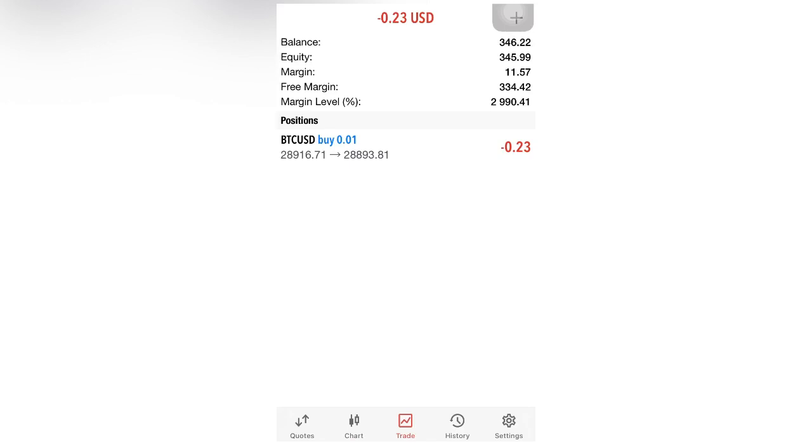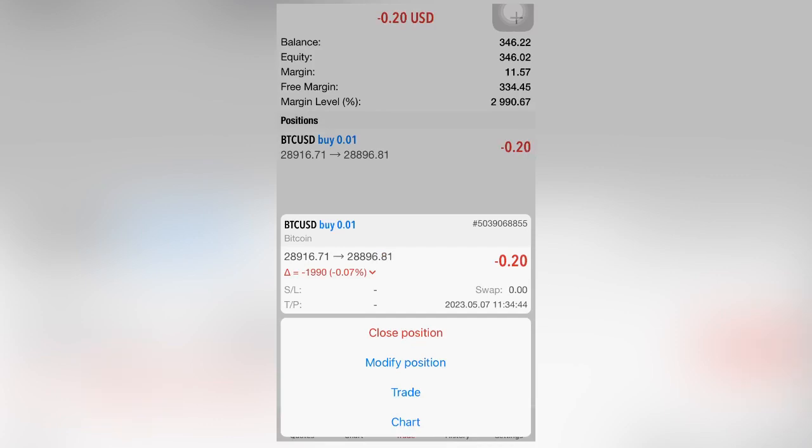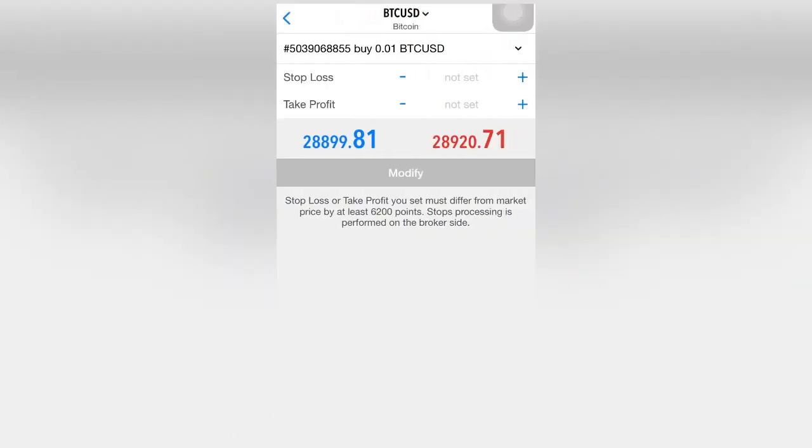All right, okay, now I'll go over to my trade. You can see BTC is still on a minus sign. This is for tutorial. This is still on a minus sign, but let's keep on doing what we are doing. It's fluctuating. So I'll click on it and I will see modify position. Now this is where I can modify my position.